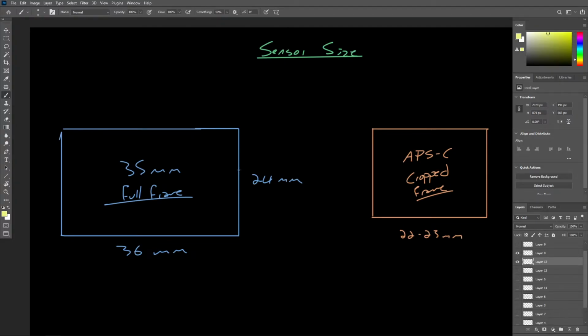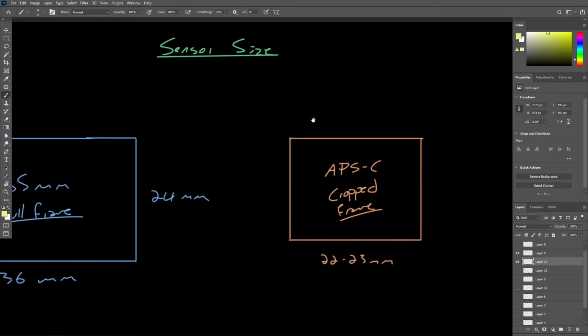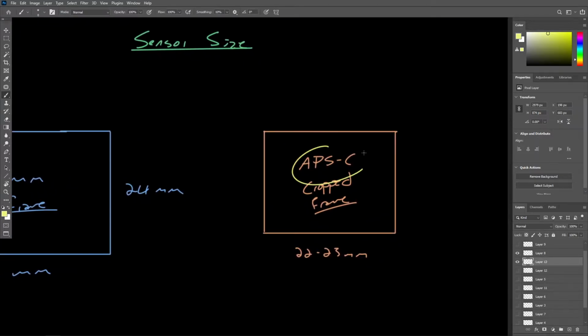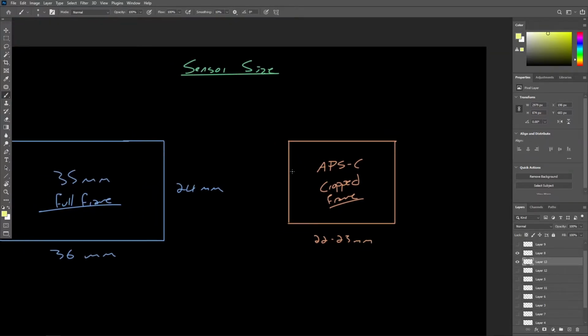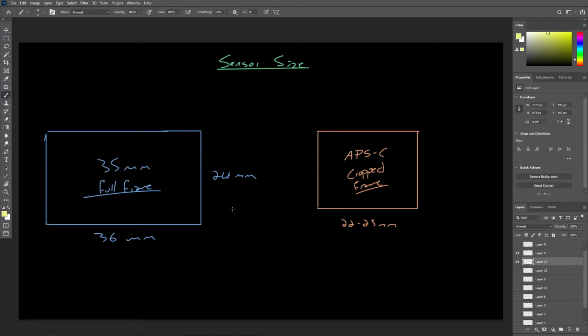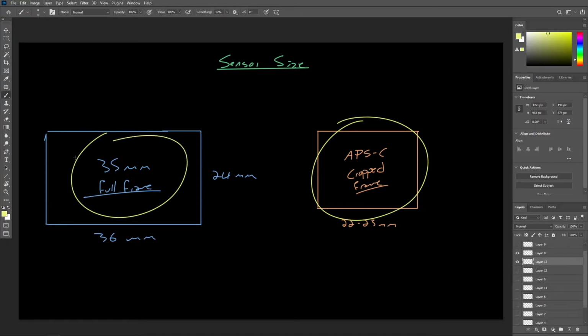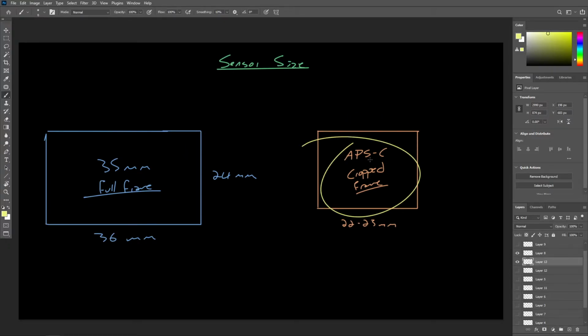Cheaper and more entry-level cameras commonly use what are called APS-C sensors, otherwise known as cropped frame, really just because they are significantly smaller than full-frame sensors at around 22 to 23mm in width. The exact size does vary between manufacturers. And all this means is that at the same focal length, the APS-C sensor is going to simply capture less of the scene than the full-frame sensor will, right? That's why it's called cropped frame.